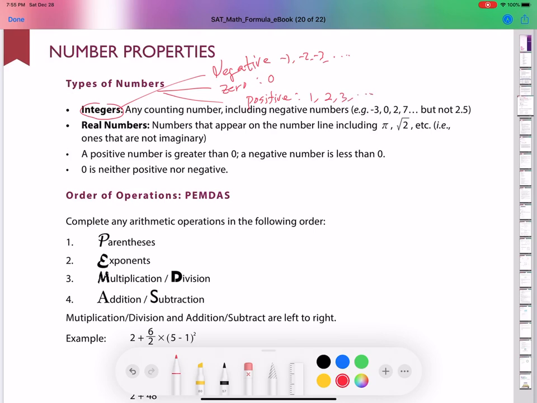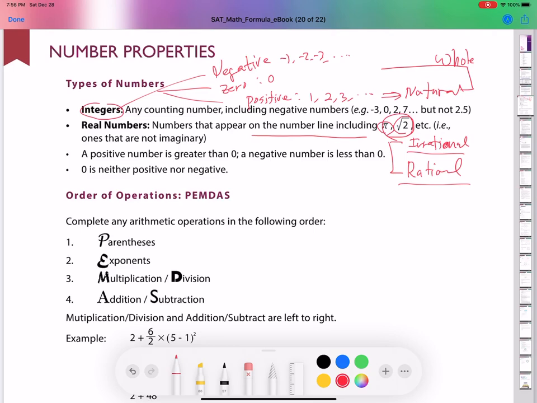all positive integers. We call these positive integer numbers natural numbers, right? Natural number. We call these two, 0 and natural number, together whole numbers. Real numbers, numbers that appear on the number line, including pi, square root 2. So real number has two different types, rational and irrational. These numbers are examples of irrational numbers. Irrational number, when numbers cannot be expressed in the form of a fraction. Rational number is any numbers that can be expressed in fraction forms.